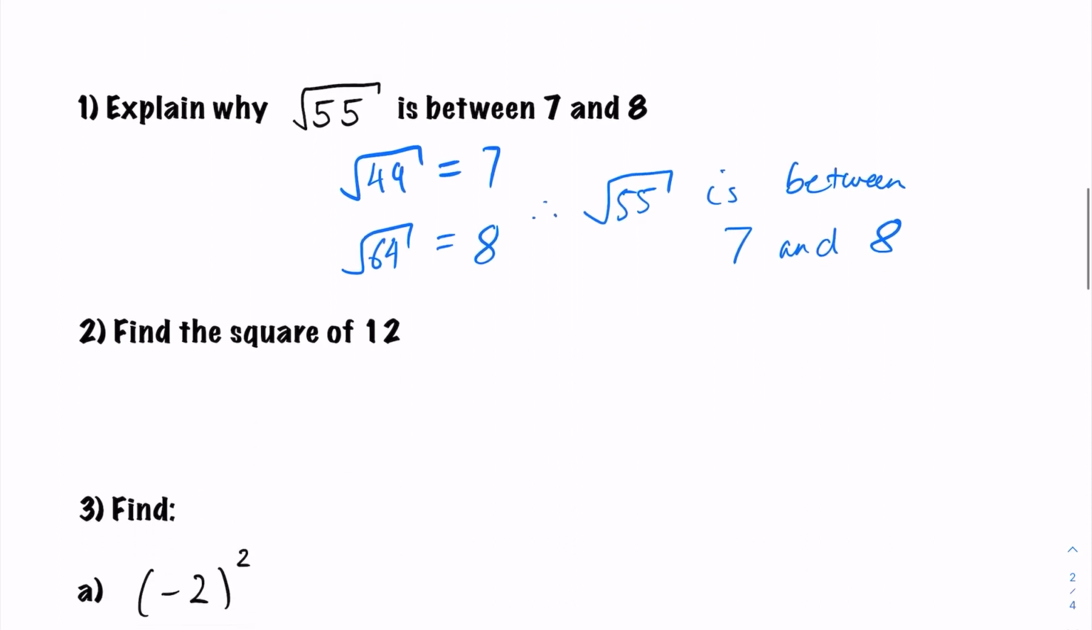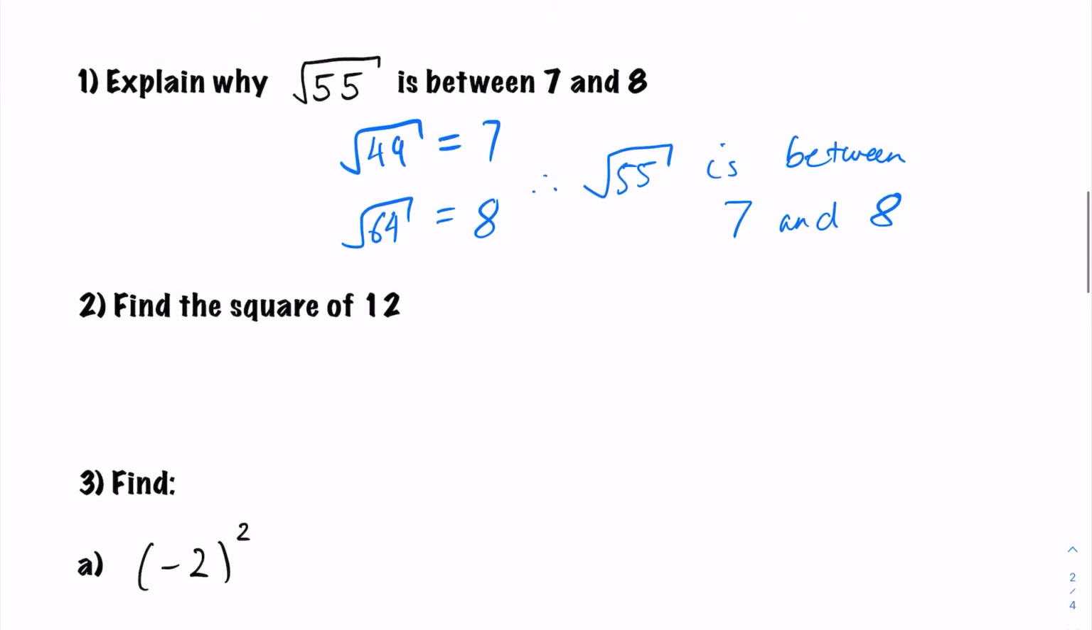Okay. Question 2, find the square of 12. The square of is just included because the square of 12 is the same as saying find 12 squared. And 12 squared is just 12 times 12, which is 144. So the square of is the same as saying squared.